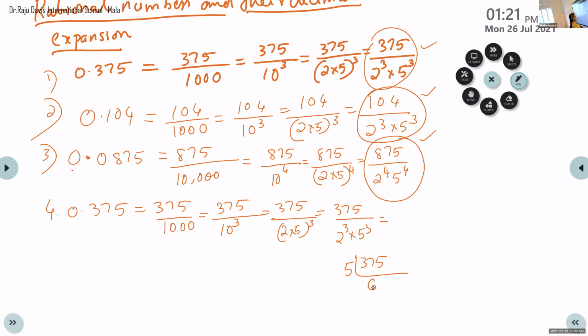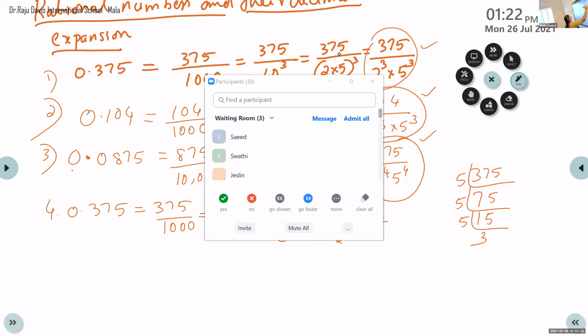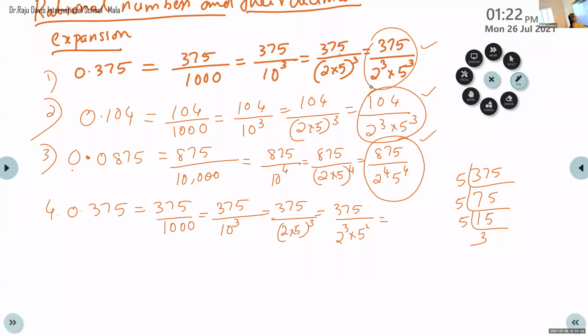Prime factors of 375: 375 divided by 5 is 75, 75 divided by 5 is 15, 15 divided by 5 is 3. So 375 can be written in the form 5 cube into 3. Is it clear, children? 375 is 5 cube into 3.